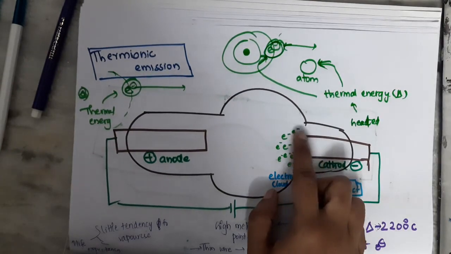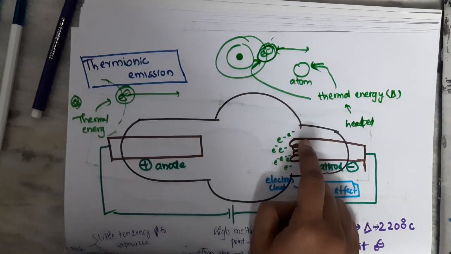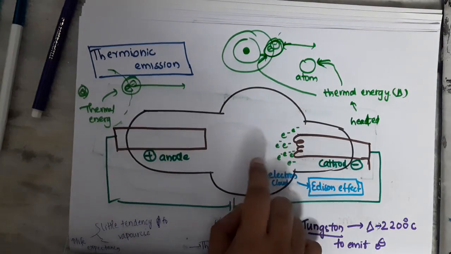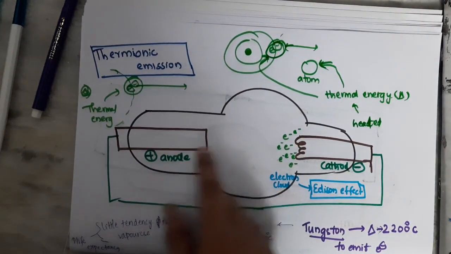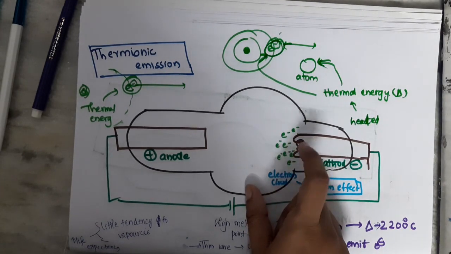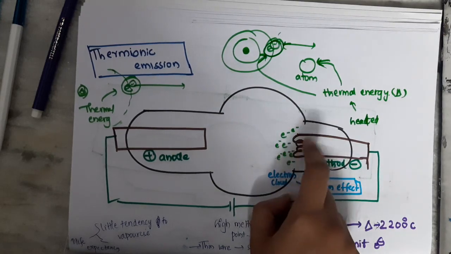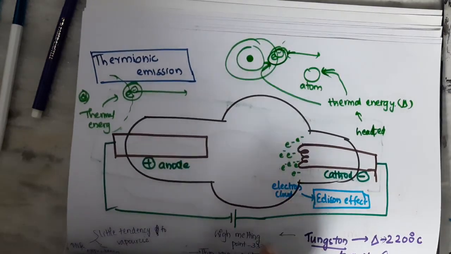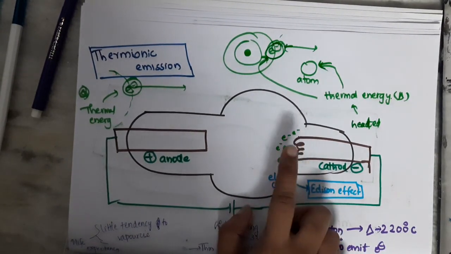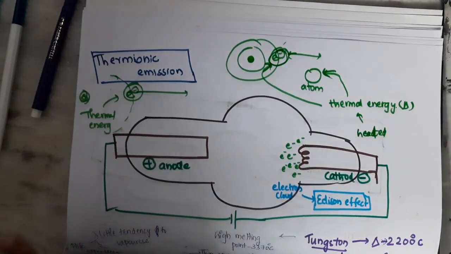Number two, when the electrons are emitted, they form an electron cloud around the cathode, because they don't have sufficient energy to reach the anode, but they have sufficient energy to come out of their orbitals. So these electrons come out of their orbitals and form an electron cloud surrounding the filament. This electron cloud, produced by thermionic emission, is called Edison's effect.